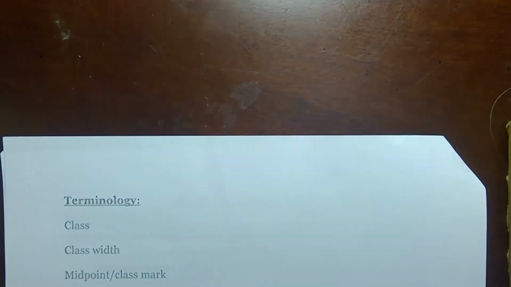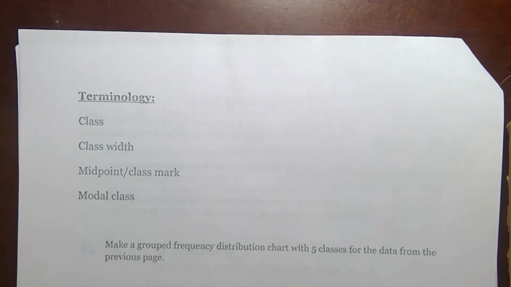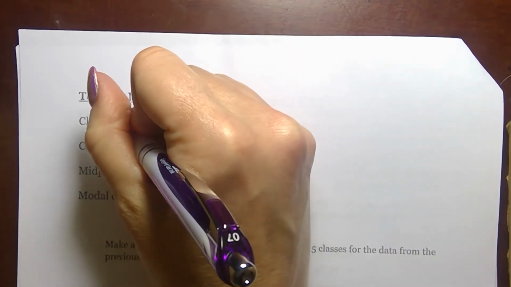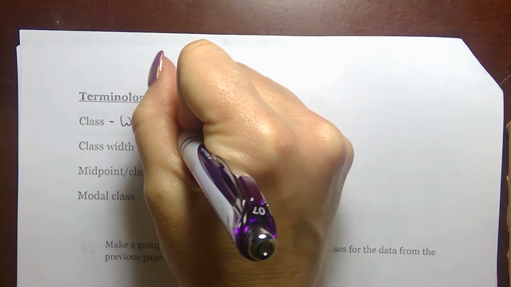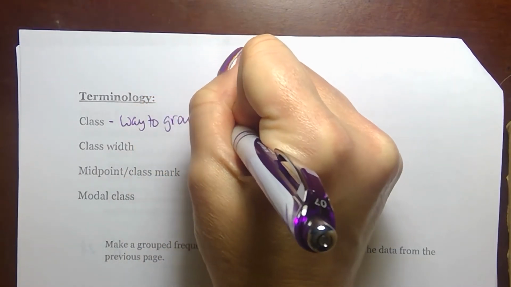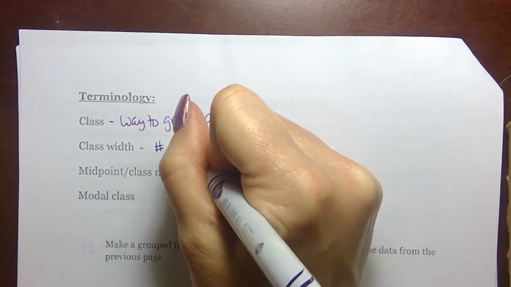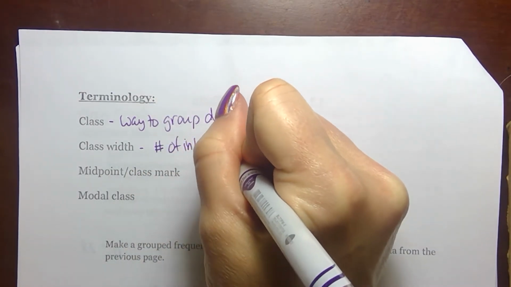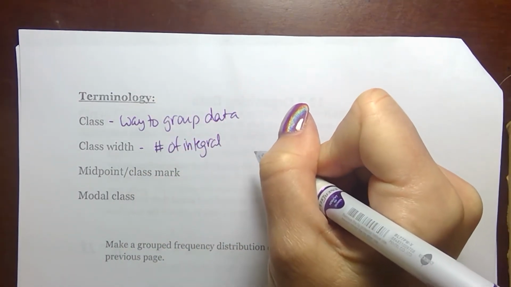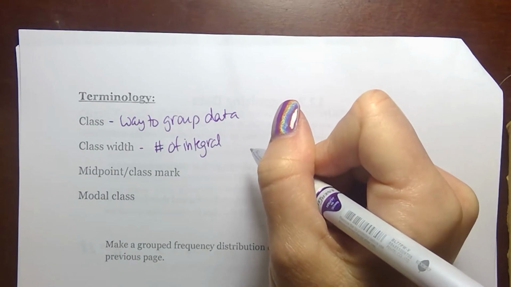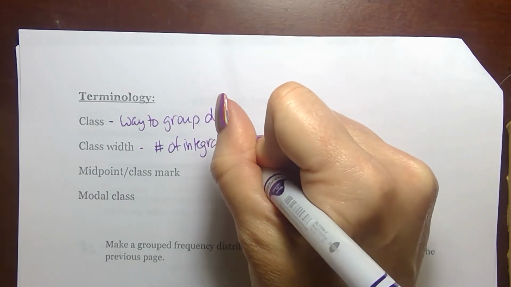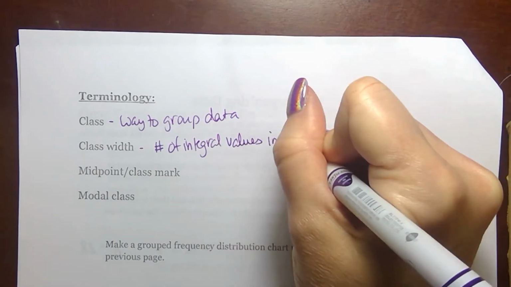A class is just a way to group data. When we're talking about statistics, a class is a way to group data. The class width is the number of integral values. Remember, an integer is a whole number, positive or negative: 1, 2, 3, 4, 5, -1, -2, etc. The class width is the number of integral values in the class.